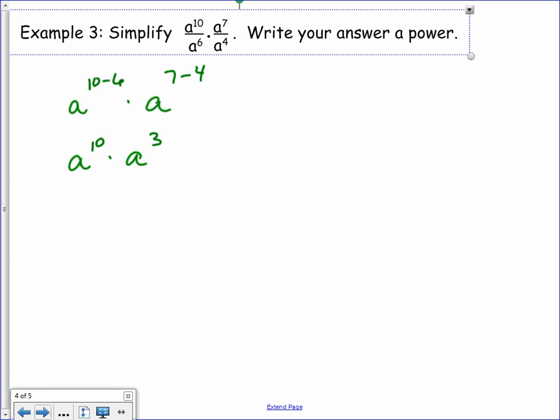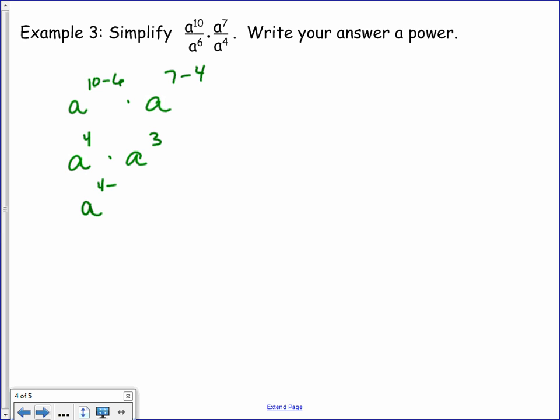And now we're going to do, 10 minus 6 is not 10. I don't know what I'm doing today, sorry. 10 minus 6 is 4. Okay, there we go. And now when we have the product of powers, we're going to add the powers. So this equals a to the 4 plus 3, which is a to the 7.